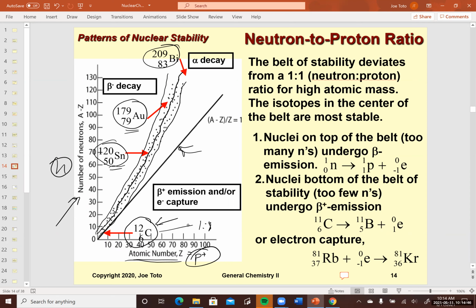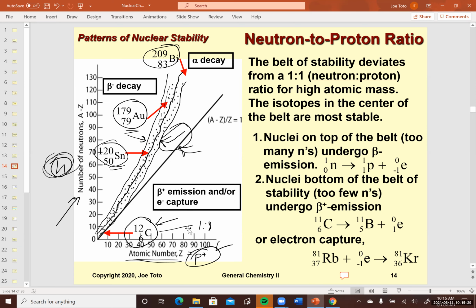Okay. And then you have the upper part of the belt over here and the lower part of the belt down here. So if you can identify nuclei on the upper or the lower part of the belt, then you can say, oh, well, the guys down here are on the low side for numbers of neutrons, and the atoms up on the upper side are on the high side for number of neutrons.